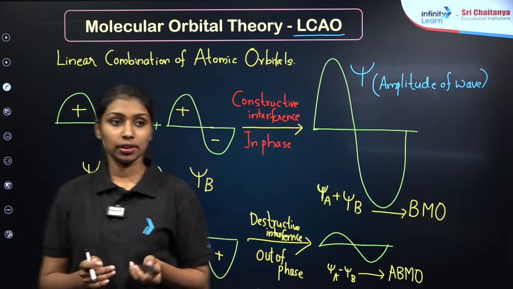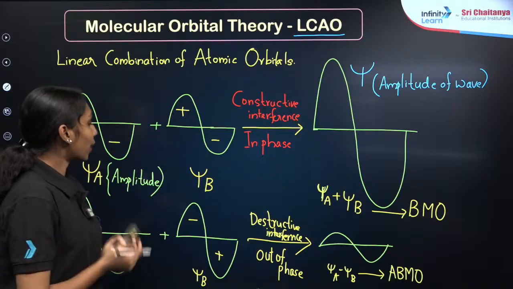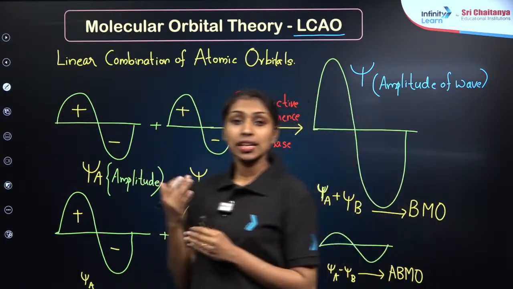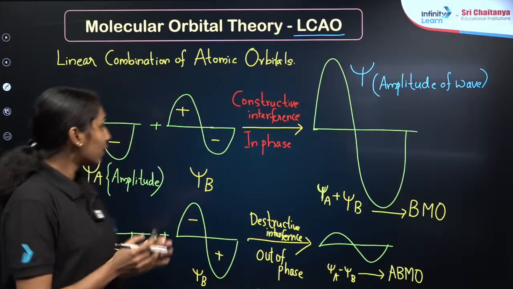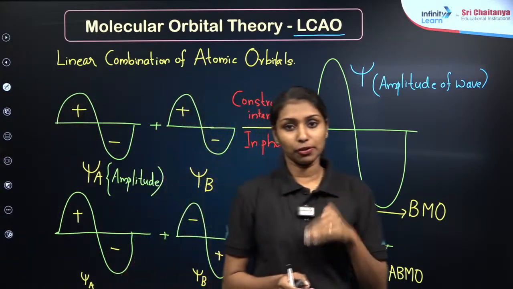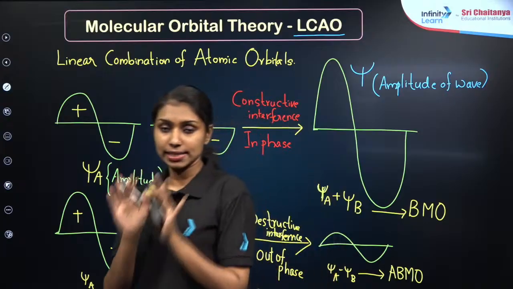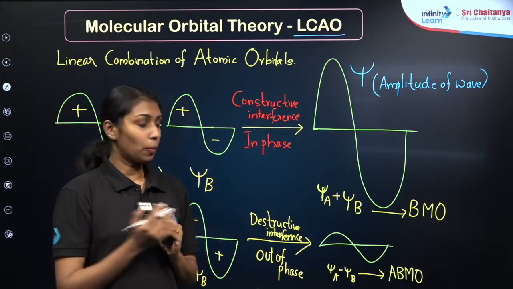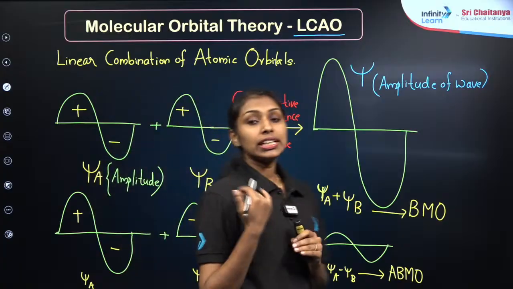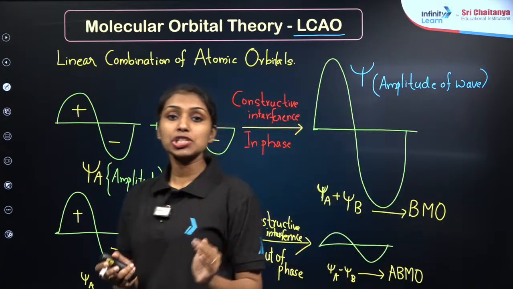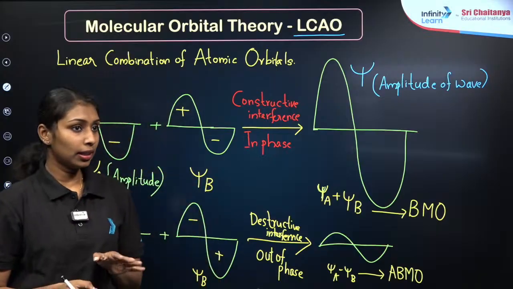Clear? This is the linear combination of atomic orbitals, which is based on wave mechanics, the basics of constructive and destructive interference. Whenever two atomic orbitals undergo in-phase or constructive interference, they form a resulting wave having maximum amplitude, resulting in the formation of a bonding molecular orbital. Similarly, if they undergo destructive interference, the amplitude of the resulting wave decreases, resulting in the formation of an anti-bonding molecular orbital. Clear?